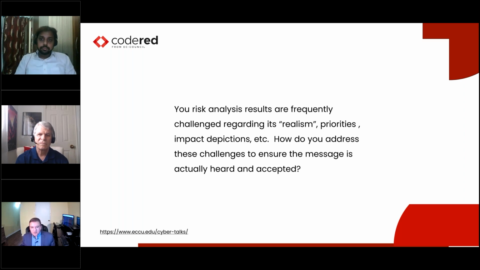Like we talked about in the original one, it's sort of bad data in, bad data out. And so you really need to try to think through all of the things that could be a risk to your organization.